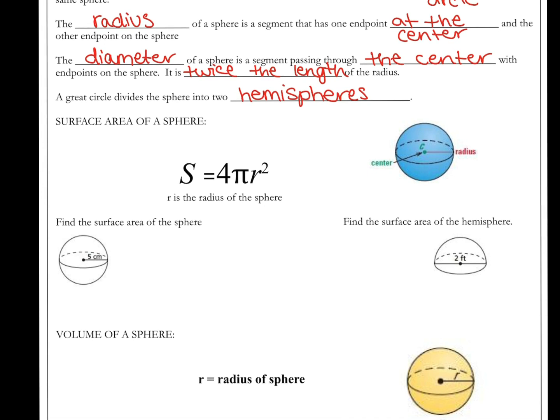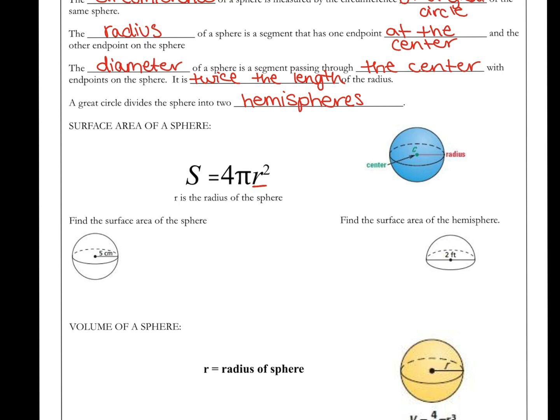The formula to find the surface area of a sphere is 4 times pi times radius squared. So in our formula, R stands for the radius of the sphere. So in order to apply that, we're going to practice. The first one asks us to find the surface area of this sphere. And the radius, it tells us, is 5 centimeters because it has an endpoint at the center and the other endpoint is on the sphere.